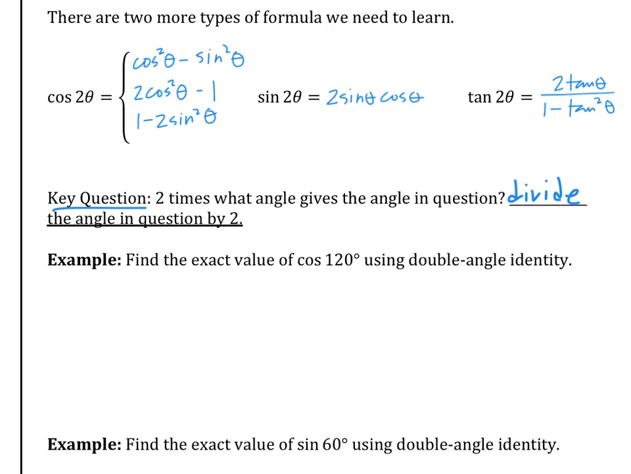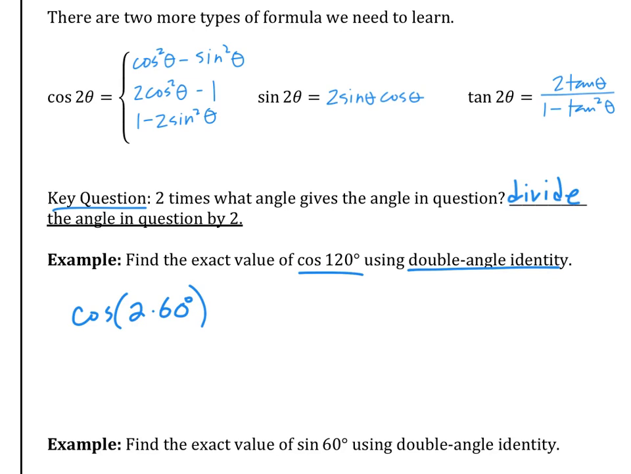All right, so for example, find the exact value of cosine 120 using the double angle identity. Of course, you may already know what cosine 120 is based on the unit circle, but this one says, please use the double angle identity. So the question you should ask yourself is, 2 times what gives me 120? 2 times what angle gives the angle in question? The angle in question is 120. So 2 times what angle is 120? Or you can just divide that angle by 2. Very easy. It is 2 times 60.